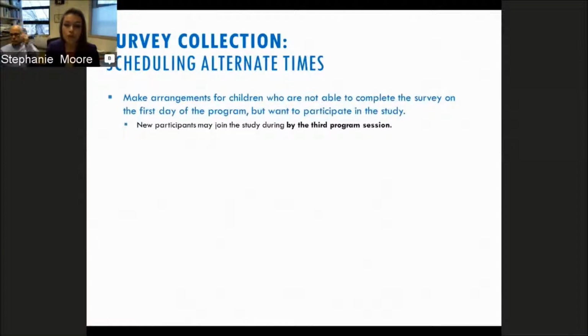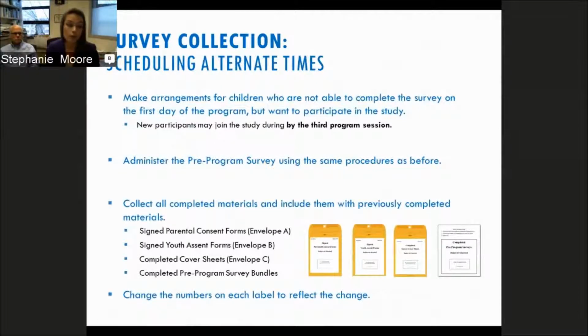So for those children, you will administer the pre-programmed survey using the exact same procedures as before. So everything we just talked about. You'll read them the youth assent, collect their youth assent forms, and then administer the survey. You should then collect all completed materials and include them with the previously completed materials.